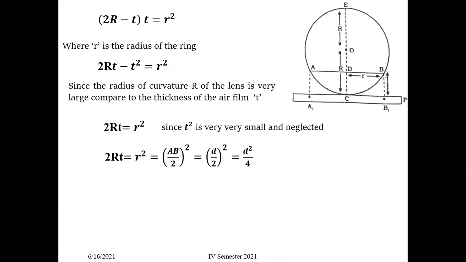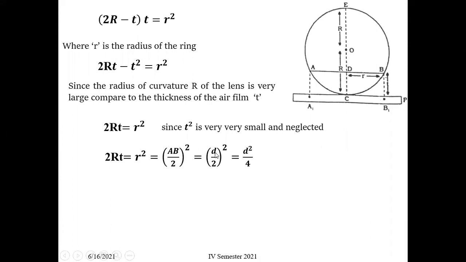What is meant by 2RT? It is 2 into R into T. 2RT is equal to R square, where R is the radius of the ring. That is, R is equal to DB, and DB is equal to AD. Therefore, AD plus DB is going to be AB, and R is equal to AB divided by 2. Therefore, R square is equal to AB by 2 whole square.